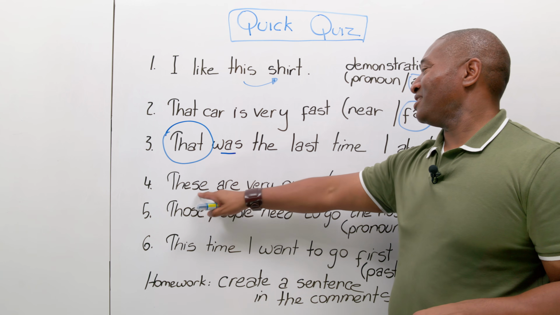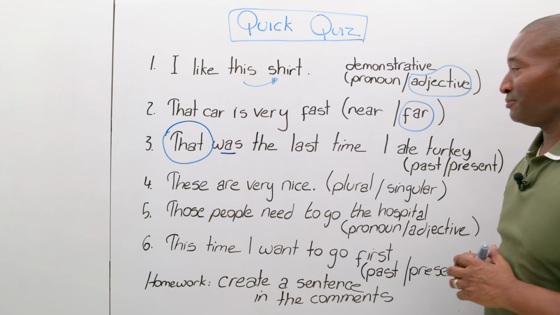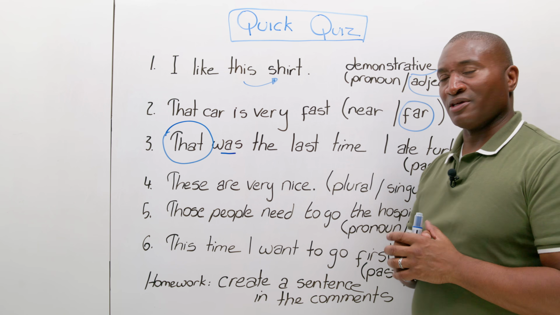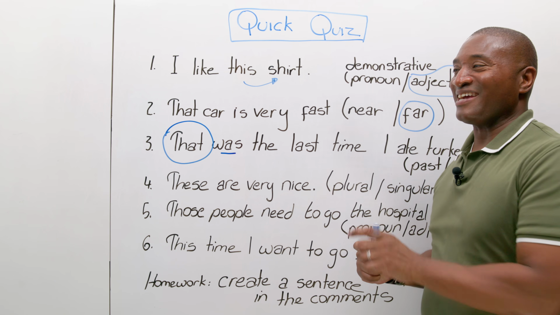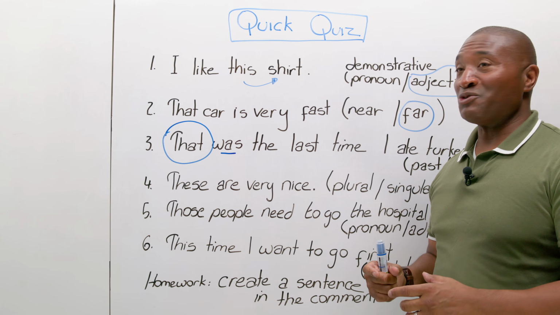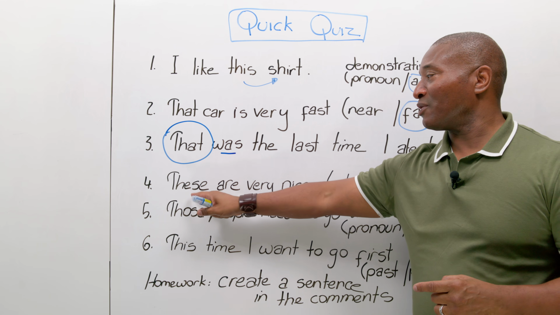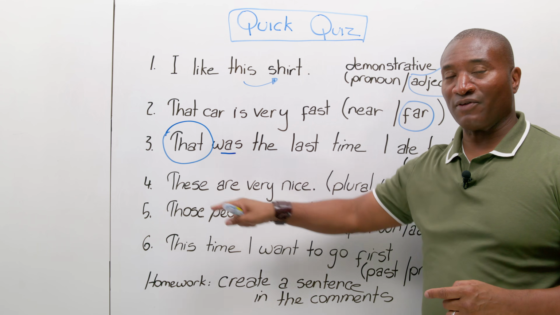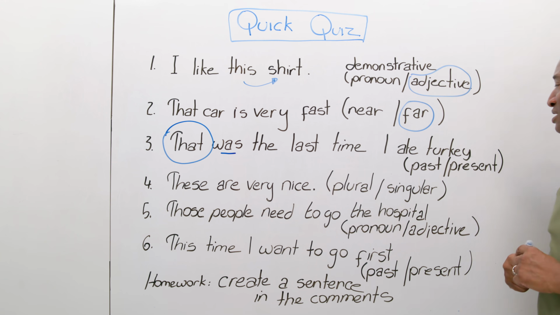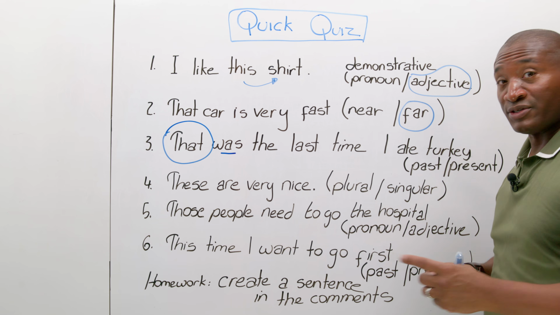How about this one? These are very nice. Are we talking about one thing or two things? I on purpose didn't put a noun behind it because I don't want to keep doing adjective form, but I wanted you to actually think about this word and think about these two letters specifically that I tried to give you a hint with. These are very nice. Is that singular or plural? Plural meaning more than one, singular meaning one.